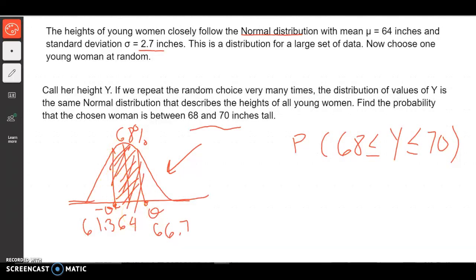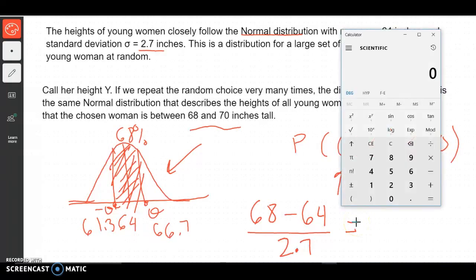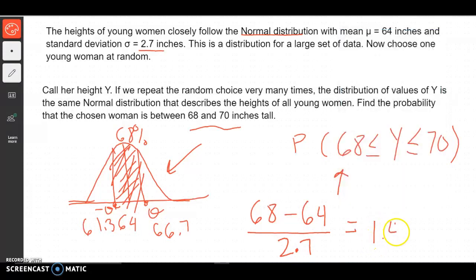So the first thing I'm going to figure out is this 68. If we take our 68 and subtract it from 64 and divide it by our standard deviation, that's going to give me a z-score. So 1.48. So it's about 1.48 away from the center.